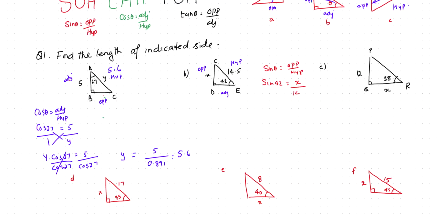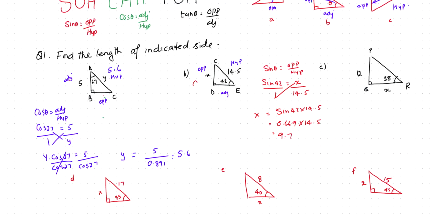Now we cross multiply. X times 1 is x, equals sine 42 times 14.5. You can find the value of sine 42. Sine 42 is 0.669. So 0.669 times 14.5 comes to 9.7. So this side is 9.7.